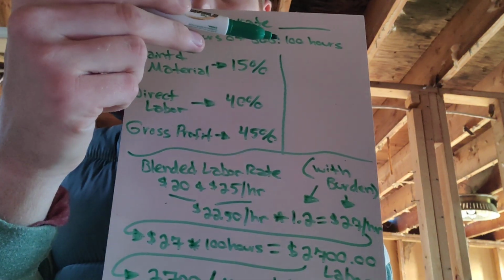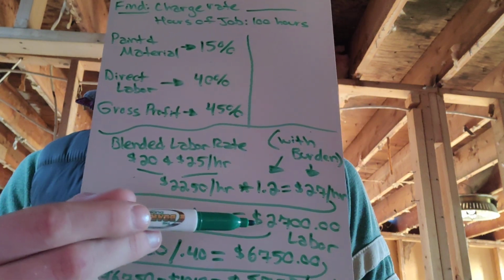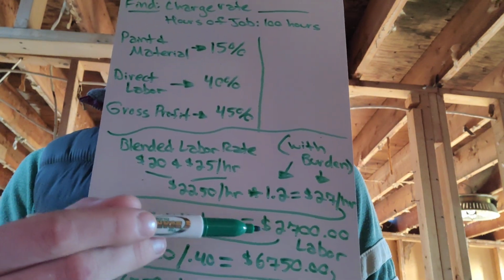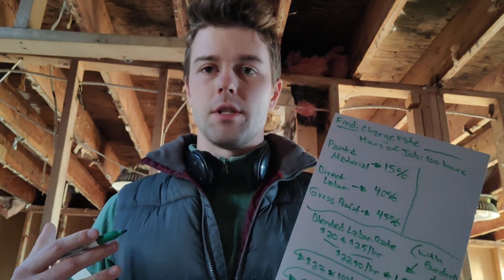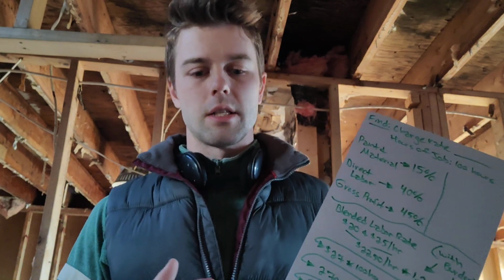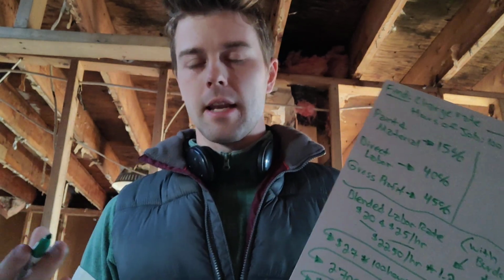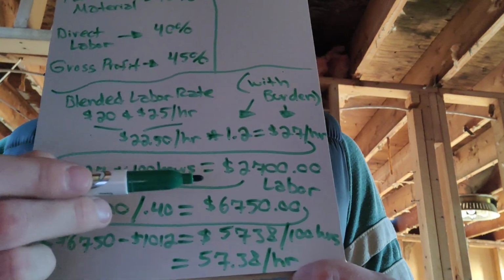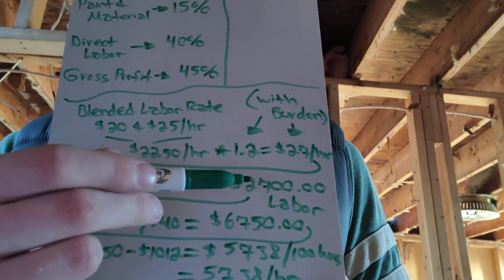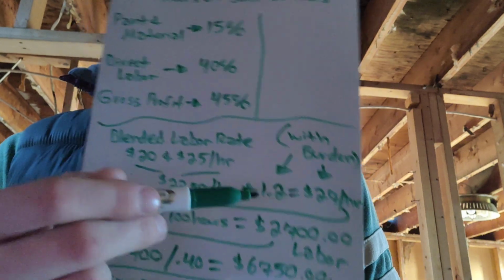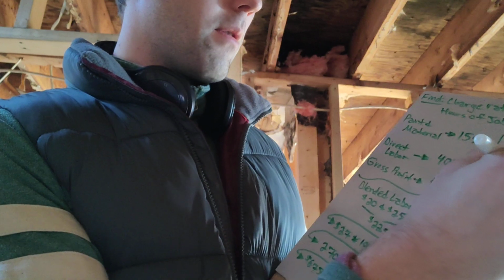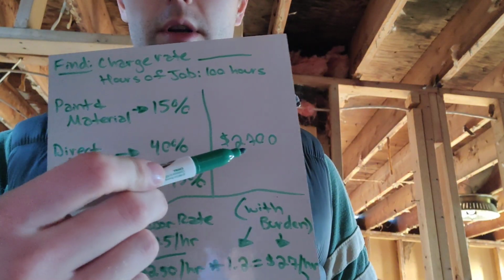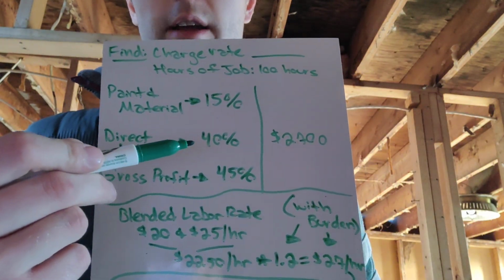So we got that from up top here. And that's going to get you $2,700 for your direct labor. Whenever I say direct labor, I basically mean just how much your actual employees are costing you. That's not factoring any of your personal wages or anything like that. That's just straight out what the cost of the labor is. So $2,700 for the labor. Let me write that down here for you. So I wrote $2,700 for labor, which is 40%.